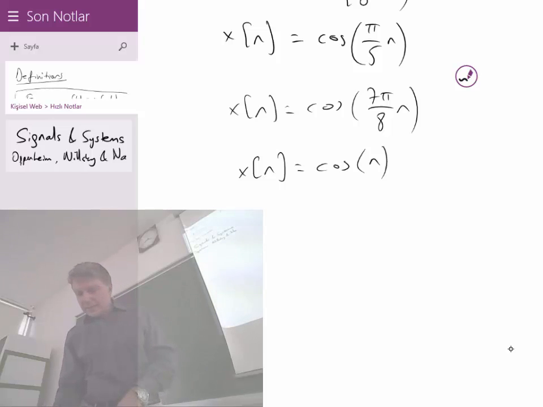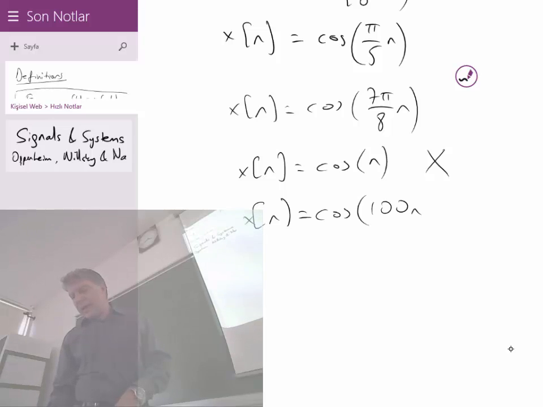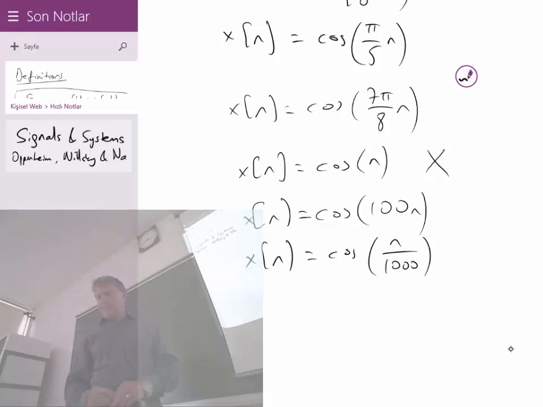And similarly, so let's put a cross here. It's not periodic. Similarly, x of n is equal to cosine 100n is not periodic either. Or x of n is equal to cosine n over 1000. These are not periodic.